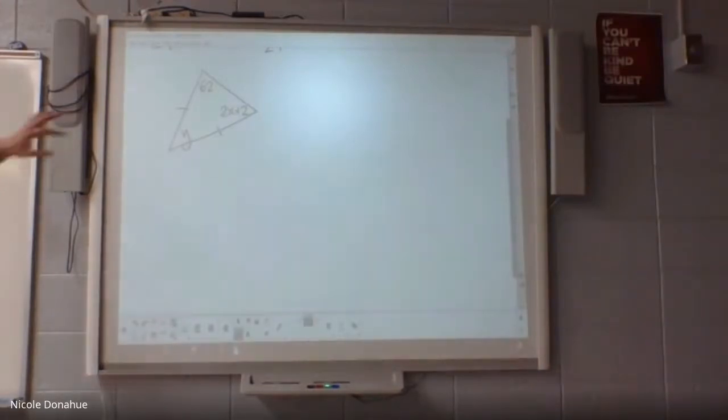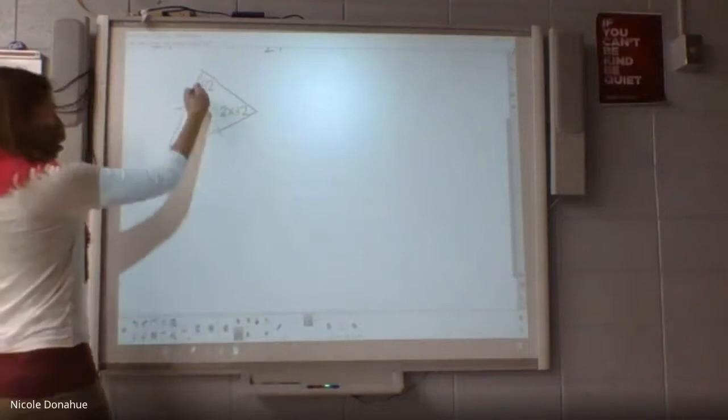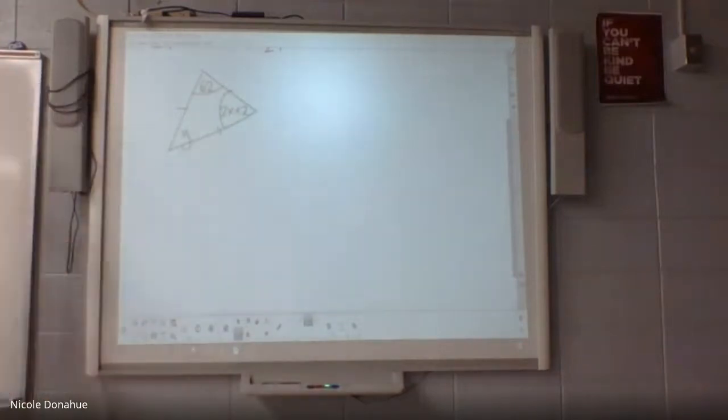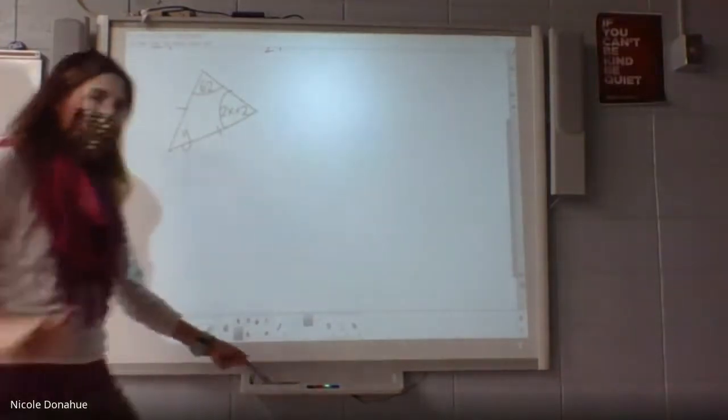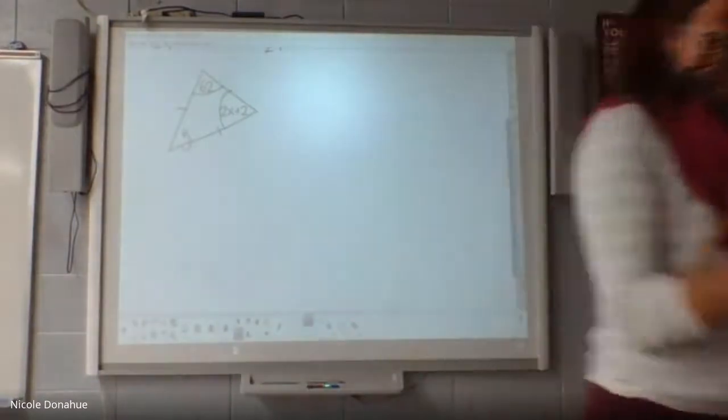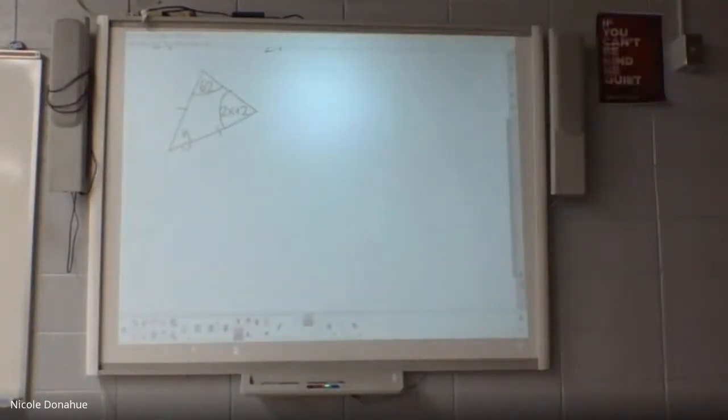So where are the equal angles here in this one, you guys? Which two are equal? Yeah, so these are the base angles that have to be equal. Don't overthink this. So you know that those two are equal, so set those equal. So set up an equation saying that 2x plus 2 then has to equal that 62.